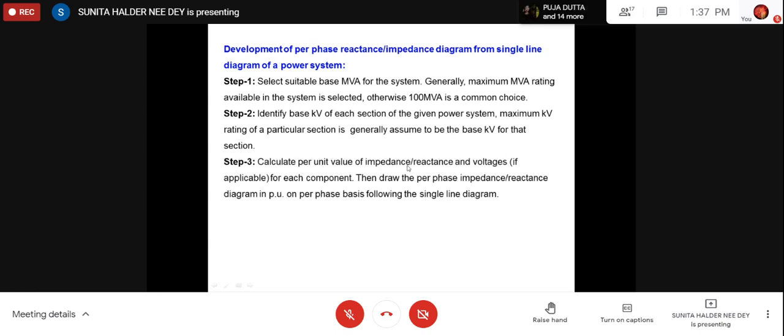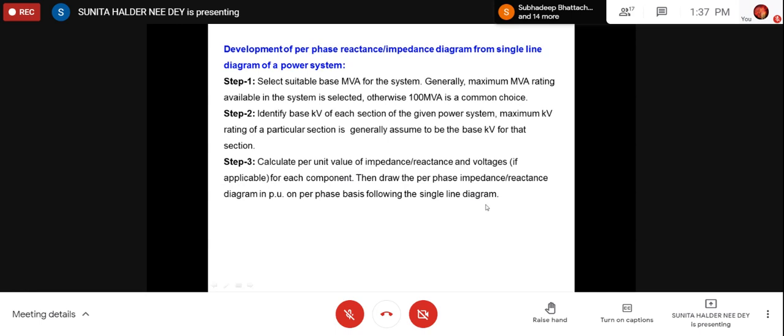Then calculate the per unit values of base volt, impedance or reactance, and voltages if applicable. Voltages means the generator will have an output voltage. The alternator or synchronous motor may have some terminal voltage. But for a transmission line, there is no voltage. So voltage calculation is whenever it is applicable. But the transmission line has an impedance, the generator has an impedance, the transformer has an impedance. Everywhere you have to calculate the impedance or reactance. Sometimes resistances are negligible, so it is written impedances or reactance. Then you calculate all the values and draw the per phase reactance diagram or impedance diagram on a per phase basis following the single line diagram.